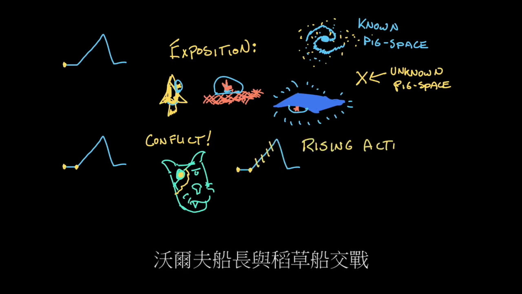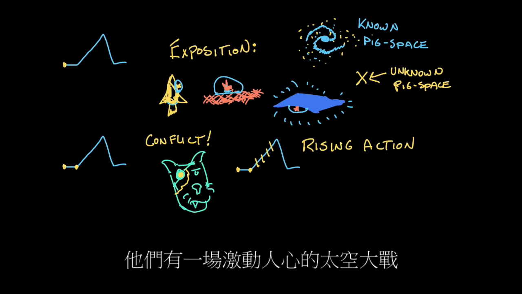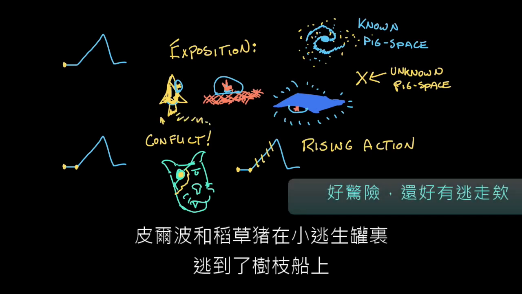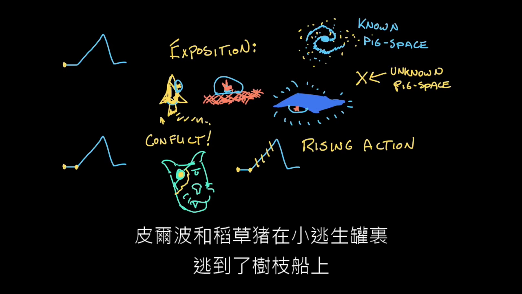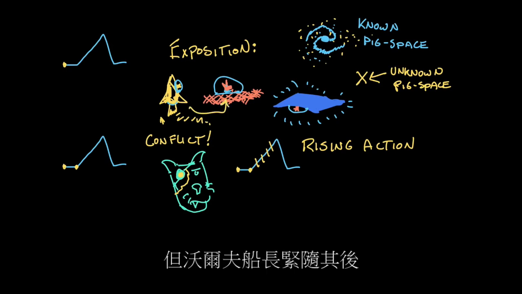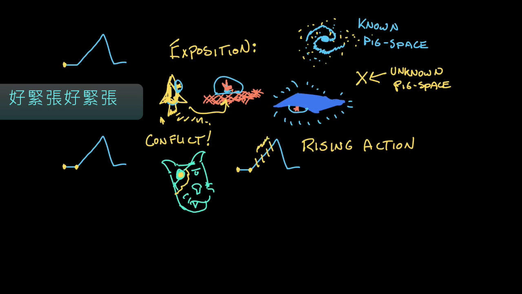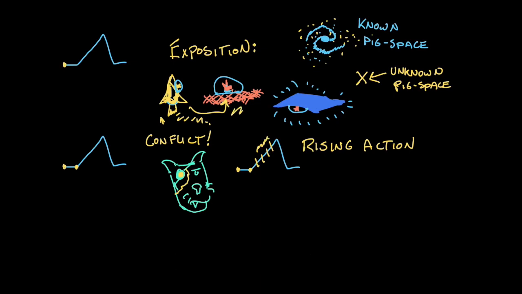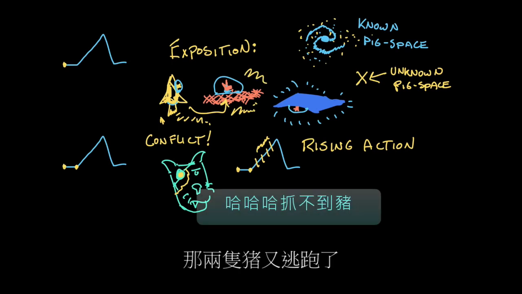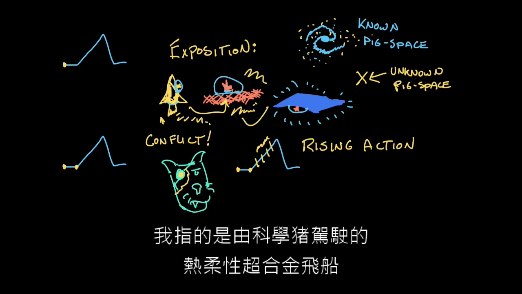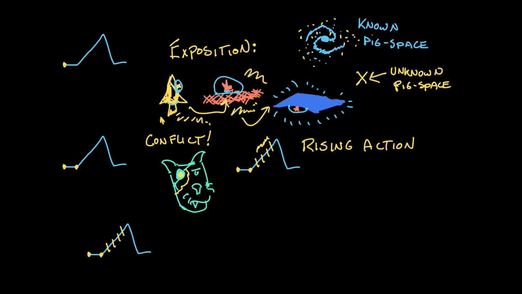Captain Wolf engages the straw ship. They have an exciting space battle. And Straw Pig escapes in a little escape pod to the twig ship. But Captain Wolf follows. He is undaunted. The tension continues to rise. He destroys the twig ship. The two pigs escape again, this time to the brick house, the hot, flexible hyperalloy spaceship piloted by the science pig.